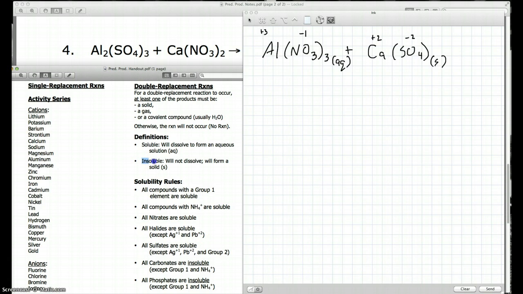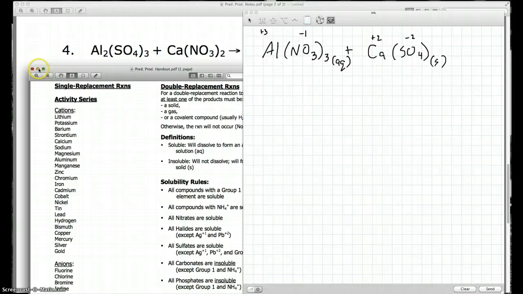And up here, again, I gave you the definition. Insoluble means solid. So that's why I have the S there, and that's why I have the AQ there. You only have to do this for double replacement reactions. It's kind of tricky. It's a lot of work. All this stuff will be given to you. This handout will be given to you on the test. You don't have to memorize. You just got to know how to use this handout. But again, that's only for double replacement reactions.